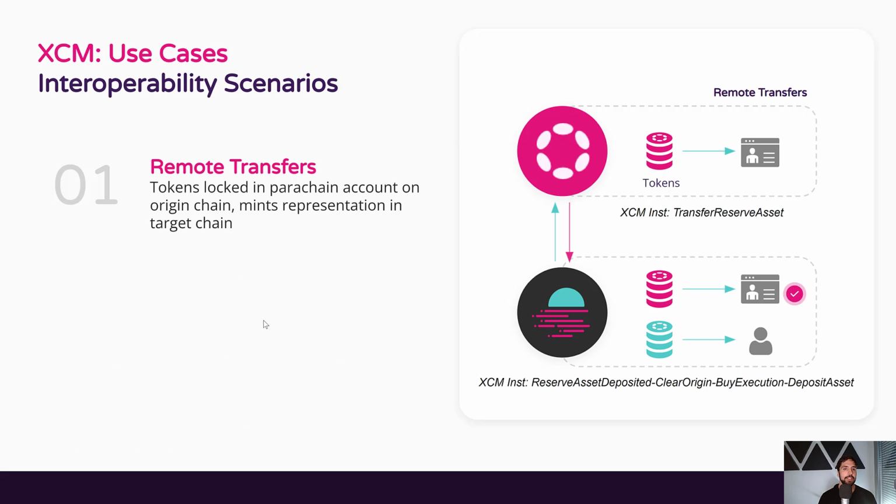So let's just go through some scenarios, right? The first one is remote transfers. This is probably the most logical one. Let's say you want to bring DOT from Polkadot to Moonbeam, right? How would this scenario look? These are the XCM instructions that are needed in Moonbeam, and these are the instructions that are needed on Polkadot. The main idea here is that you're going to send your tokens through an XCM instruction.